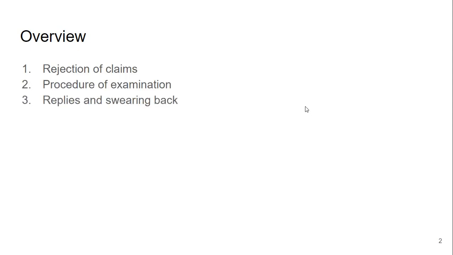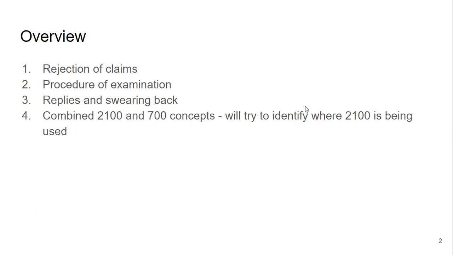So the MPEP 700, kind of starting out, what we've got. It goes through the rejection of the claims, the procedure of an examination, the replies and swearing back, specifically those affidavits. It has combined 2100, which is the patentability chapter, and 700 concepts. I'll try to identify where 2100 is being used, but I thought we'd combine them because a lot of the aspects of rejection are helpful when you have the actual definitions of what things are being rejected under.